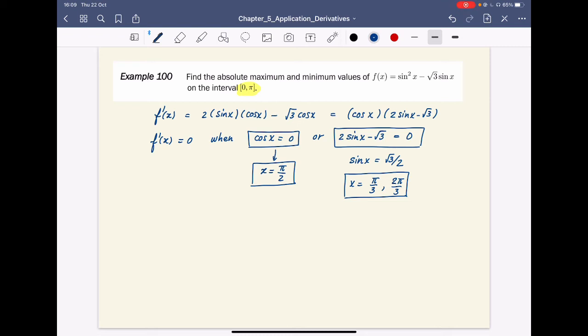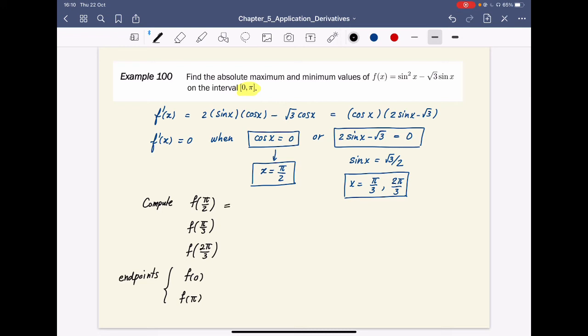All right, so you have three candidates for absolute max. So now it's time to compare. So you compute. So the first one is f pi over 2. The second one is f pi over 3. The third one is f 2 pi over 3. The fourth one is going to be f 0, and the fifth one is f pi. So the last two are going to be our endpoints. So we have to include our endpoints as well when we look at the absolute max and absolute min.